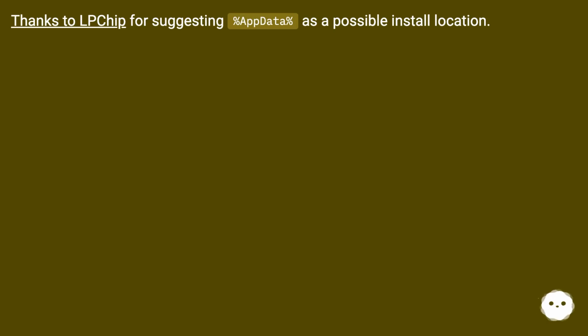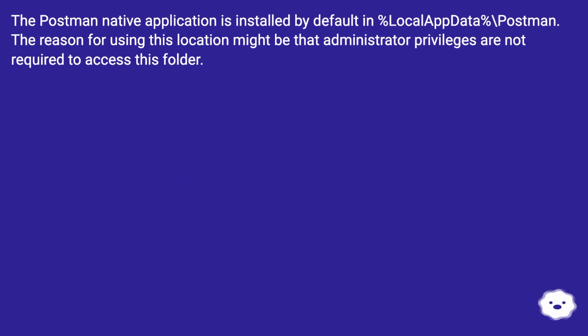Thanks Toolchip for suggesting %appdata% as a possible install location. The Postman native application is installed by default in %localAppdata%\postman. The reason for using this location might be that administrator privileges are not required to access this folder.